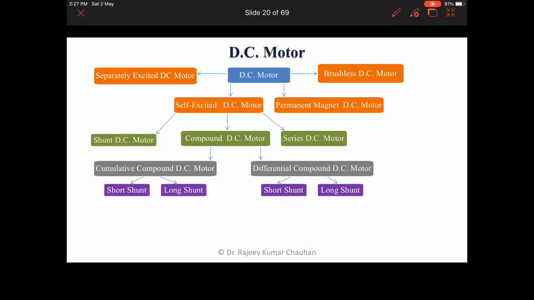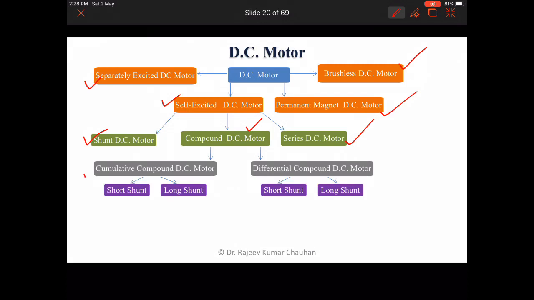So a DC motor can be classified into various categories. One is the separately excited DC motor, brushless DC motor, permanent magnet DC motor, and self-excited DC motor. The self-excited DC motor can further be classified into three categories: shunt DC motor, series DC motor and compound DC motor. The compound DC motor can be classified into two categories.